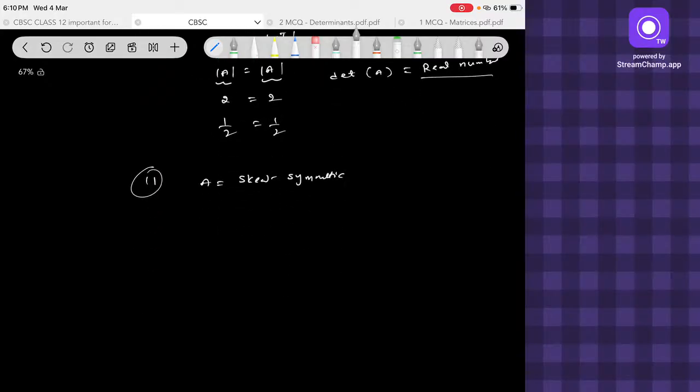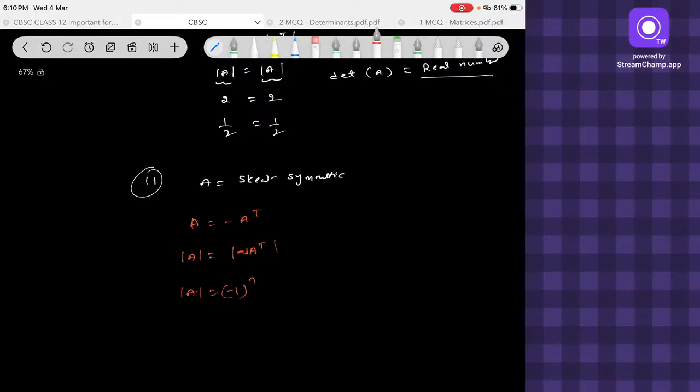If the matrix is a skew-symmetric matrix, what is the definition of a skew-symmetric matrix? A is equal to minus A transpose. If you apply determinant on both sides, det of A is equal to det of minus A transpose. If you take the minus outside, minus 1 power of n, by the property.